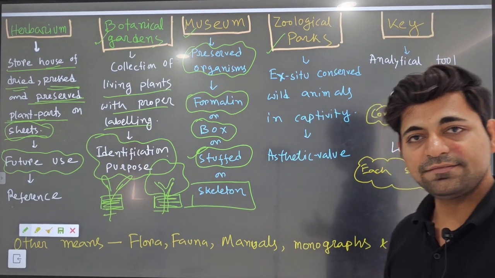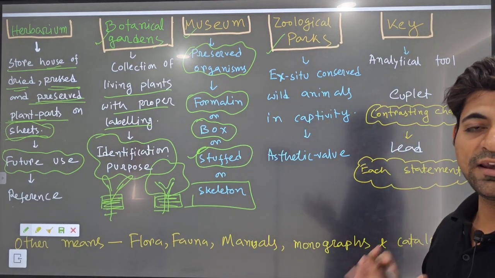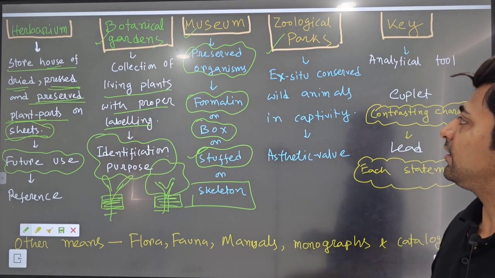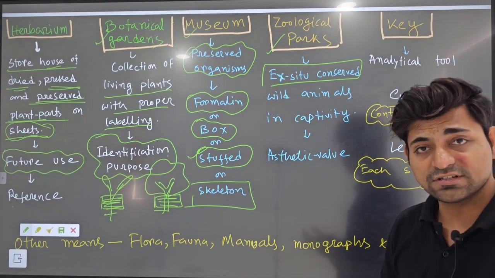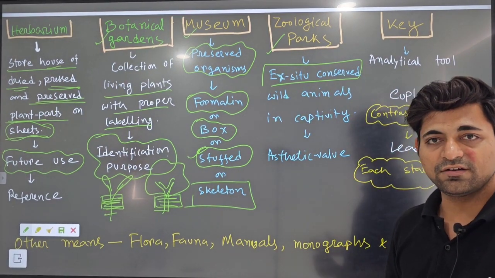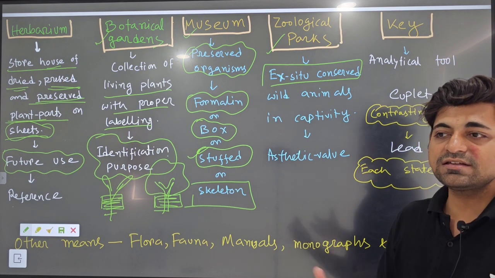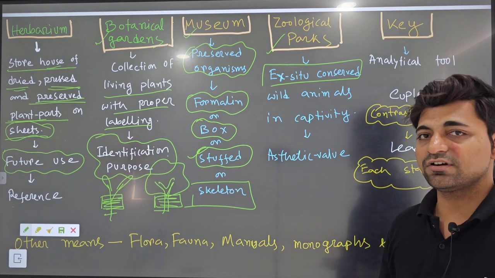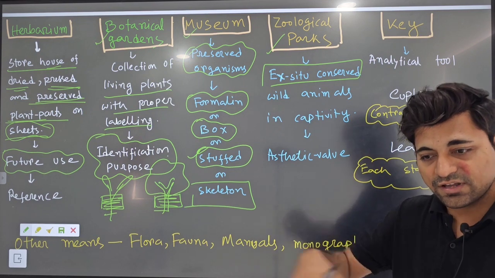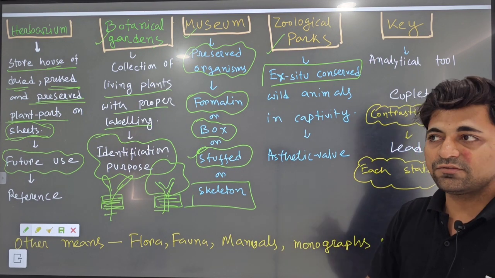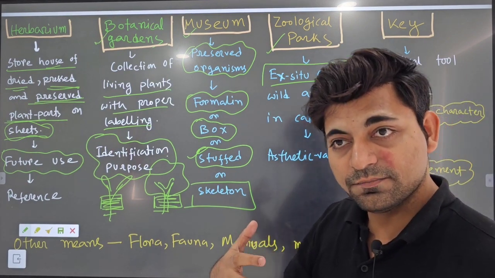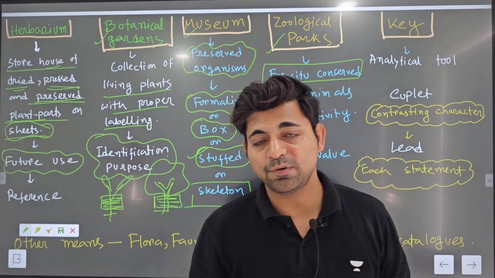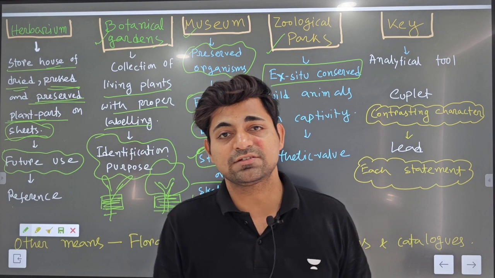I'll show. Next, zoological parks. Zoological parks are like botanical gardens. Here also living animals we are protecting. Zoological parks are ex situ conservation. If you are going to a sanctuary or national park, they are in situ conservation of animals. In situ means in their wild zone, where they are situated.